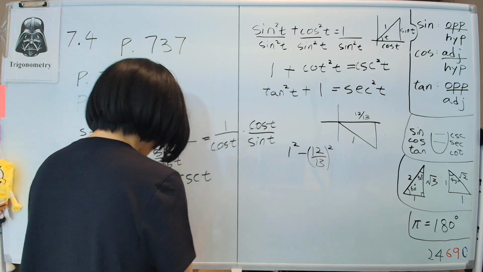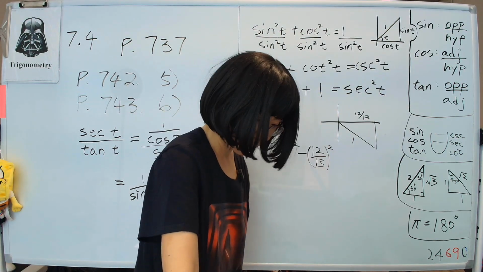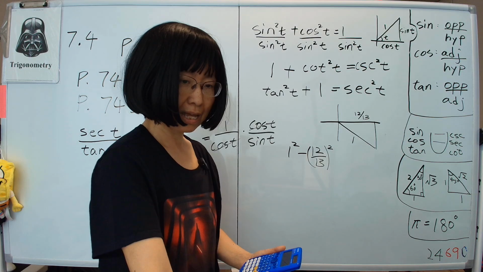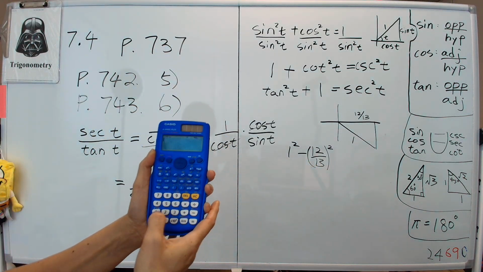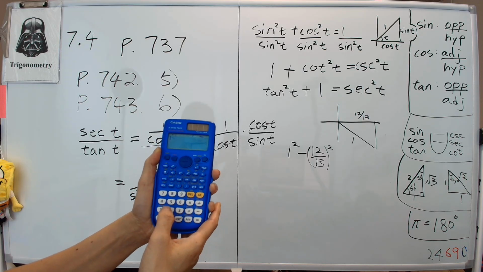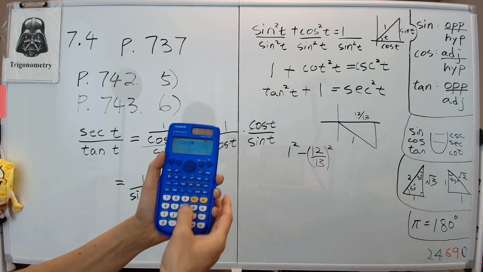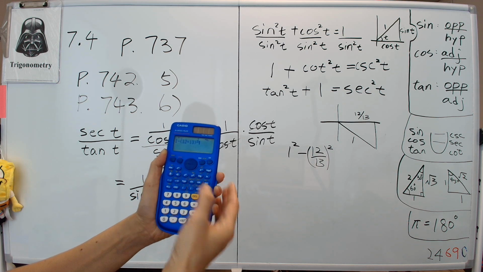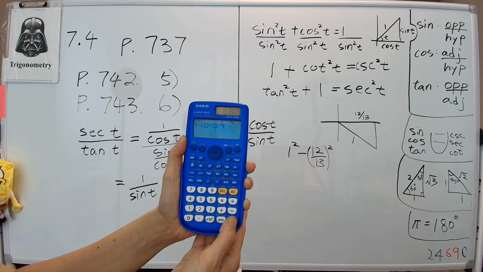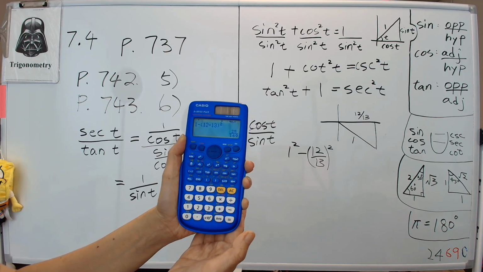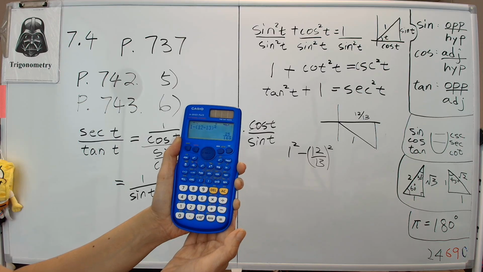So we'll just quickly do that. Give me a second here. Where's my calculator? All right, here's my calculator. Let's turn it on. We'll do 1 minus 12 over 13 squared: 12 divided by 13, close parentheses, squared. Can you see it okay? I hope so. That is 25 over 169. And so we'll take the square root.